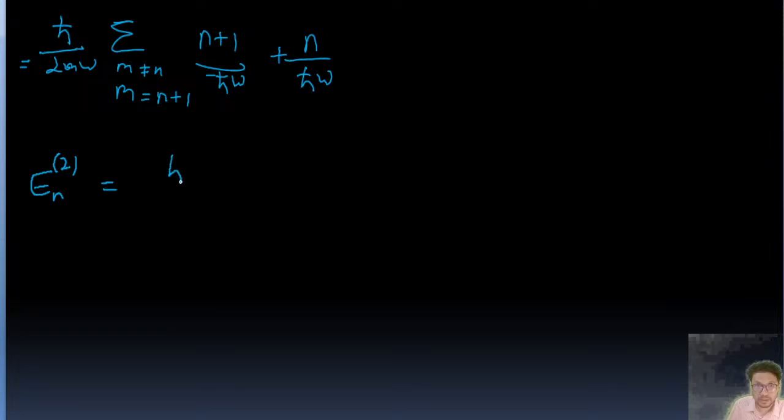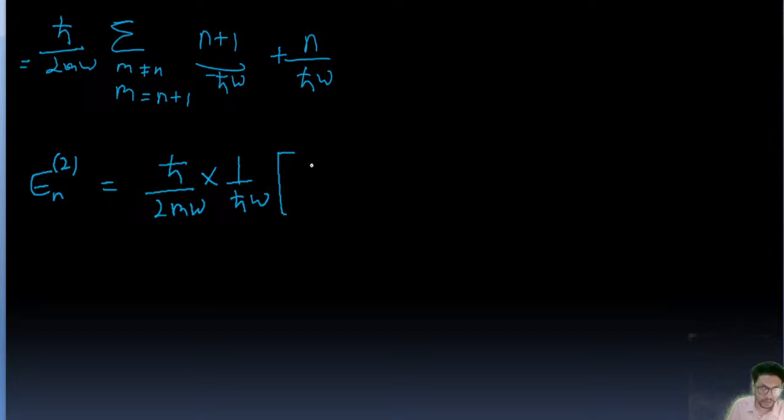Okay, so now this value, that is the second order correction in the energy, is going to be h cut upon 2m omega into, we'll take 1 upon h cut omega common, and this is going to be n plus 1 minus n, minus is there, right?